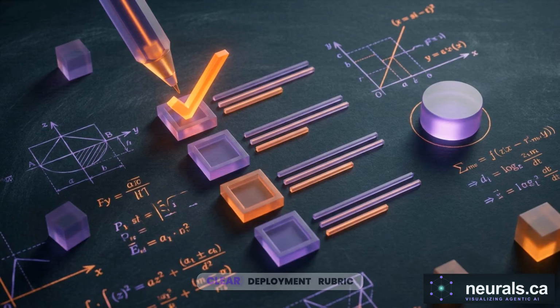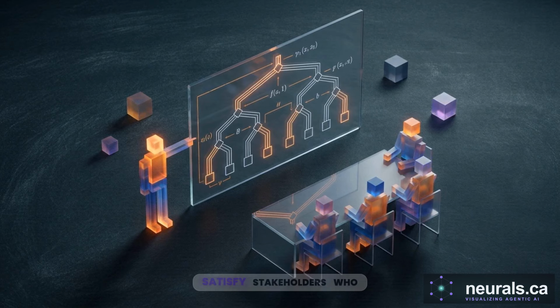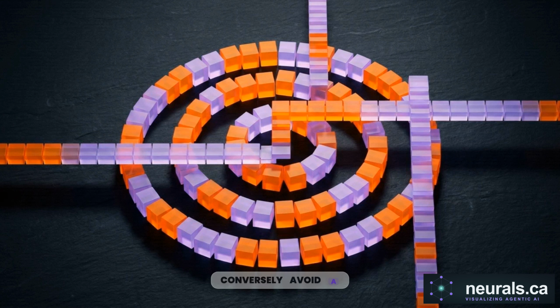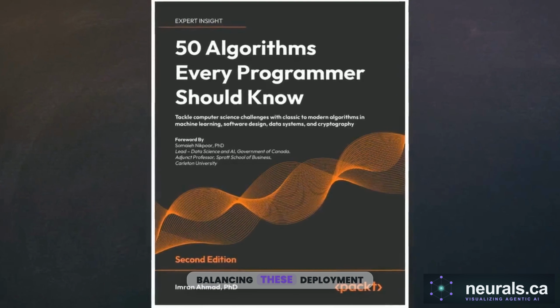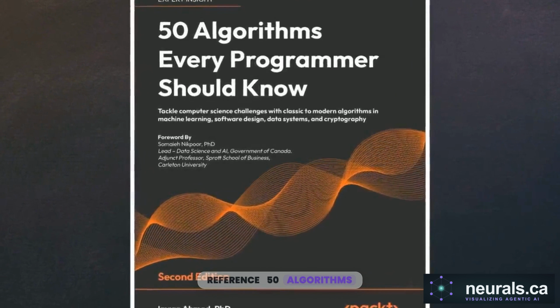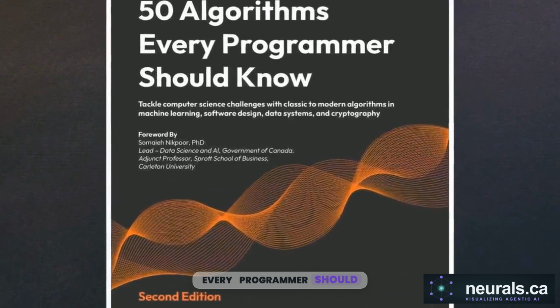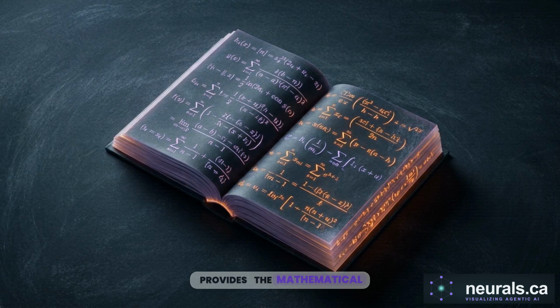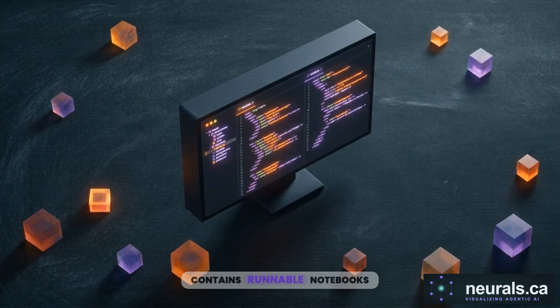This leads to a clear deployment rubric. Engineers should use a single tree to establish a fast baseline, process mixed datasets, or satisfy stakeholders who require total interpretability. Conversely, avoid a bare decision tree if your primary goal is raw accuracy, or if your data contains highly complex nonlinear boundaries. For a deeper look at balancing these deployment trade-offs, you can reference 50 algorithms every programmer should know. Chapter 7 provides the mathematical breakdowns for these classifiers, and the companion code repository contains runnable notebooks to test these splitting criteria yourself.